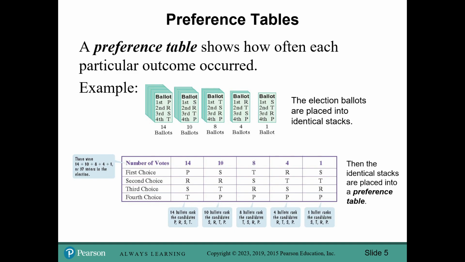So if we put that into a chart here with the number of votes as our first row, you could see labeled first choice, second choice, third choice, fourth choice, that it's just as what I just read out from the actual stack of ballots here. 14 was PRST, 10 was SRTP, 8 was TSRP, 4 was RTSP, and 1 was STRP. Okay, so this is our preference table here.